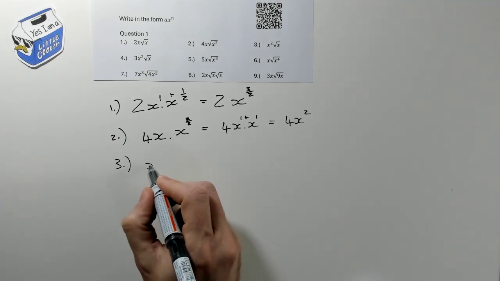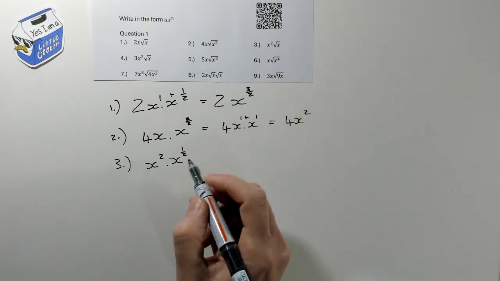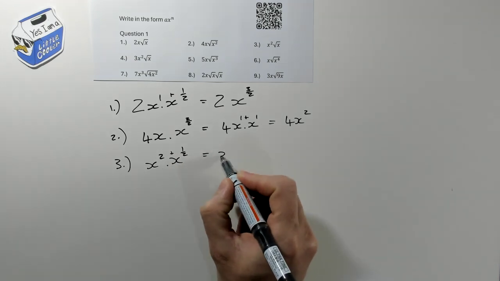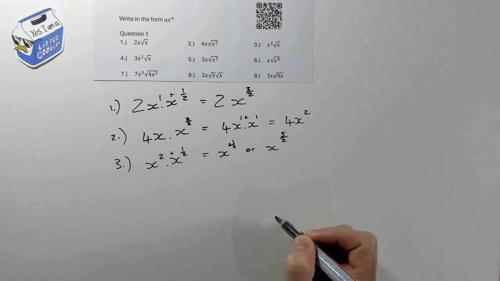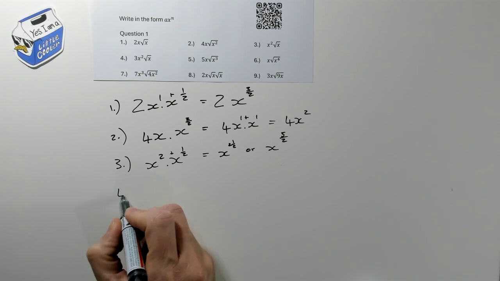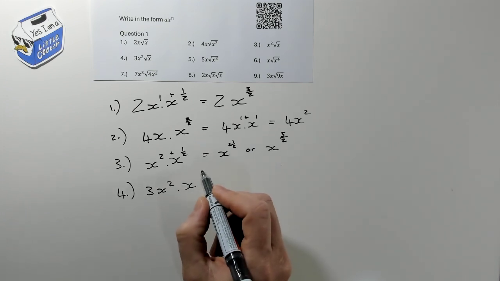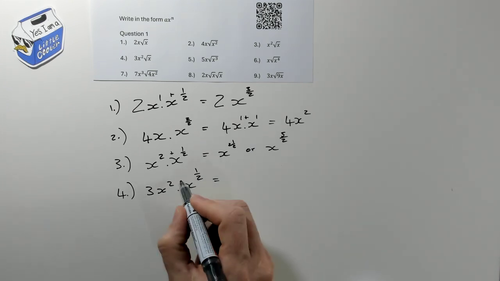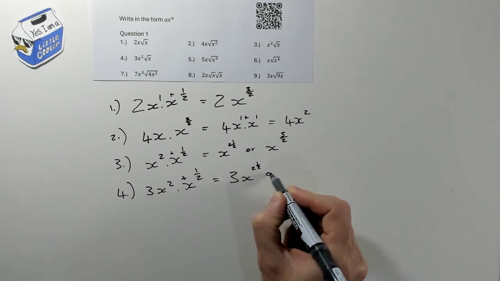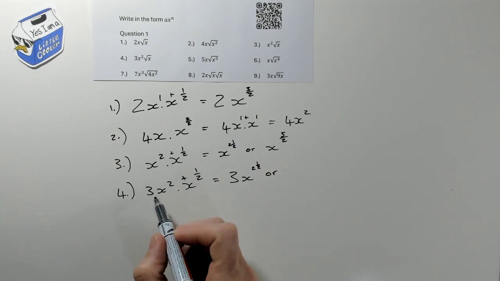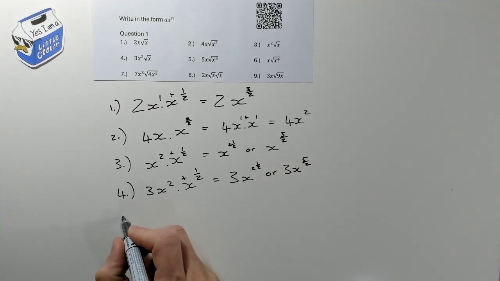Okay, next one, x squared times x to the power of a half, the square root of x. And I just add them, so it would be x to the 2.5 or x to the power of 5 halves. Okay, and 4, we still have some space. 3x squared, and again to the power of a half. I'll just add these two, so it'll be 3x to the 2.5. Same as previous, this time we just have a 3 in front. Made no difference there, with the x anyway.